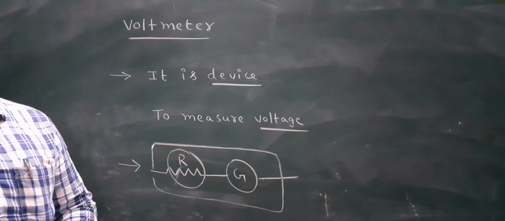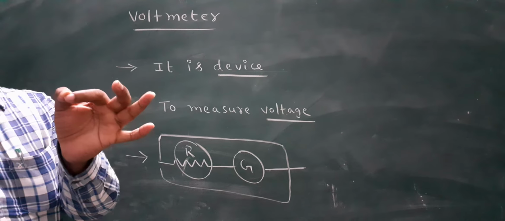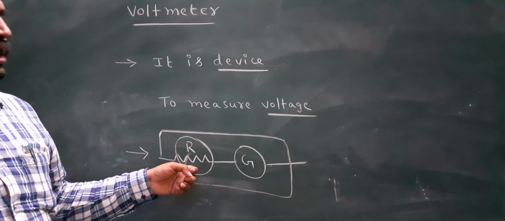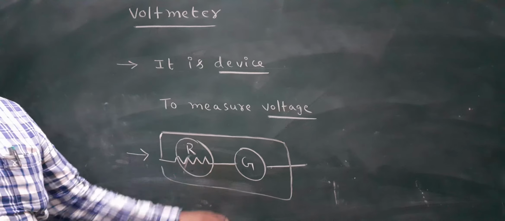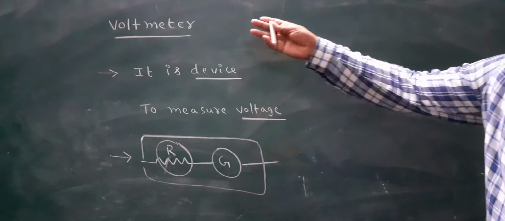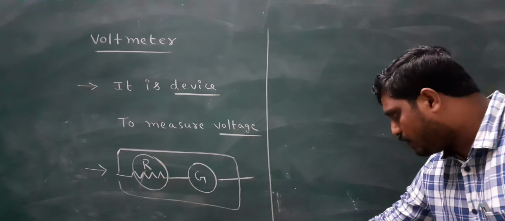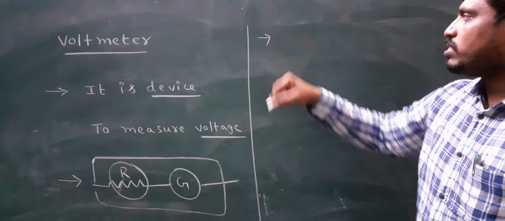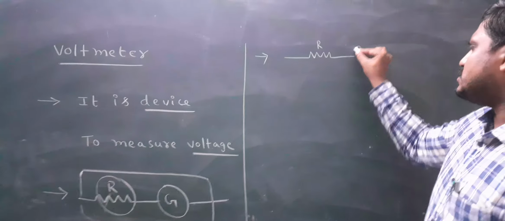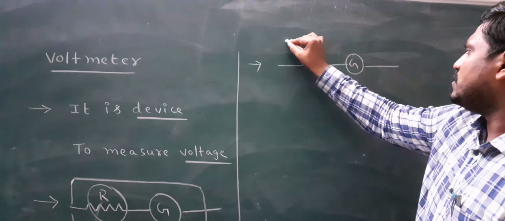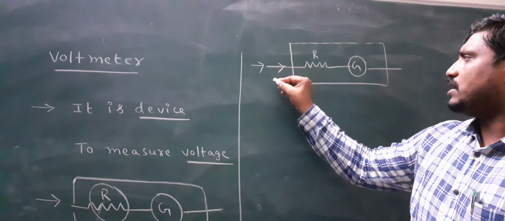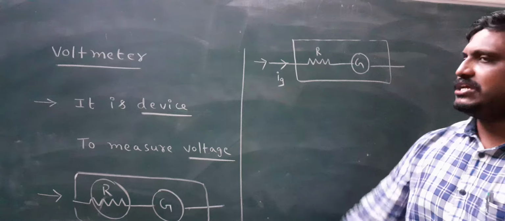Once again, how do you convert a galvanometer into a voltmeter? A high resistance is connected in series to the galvanometer. This total arrangement is called voltmeter. Look here now. This is the high resistance, and this is the galvanometer. This total arrangement is called voltmeter. Here, the current passing through the system is Ig.